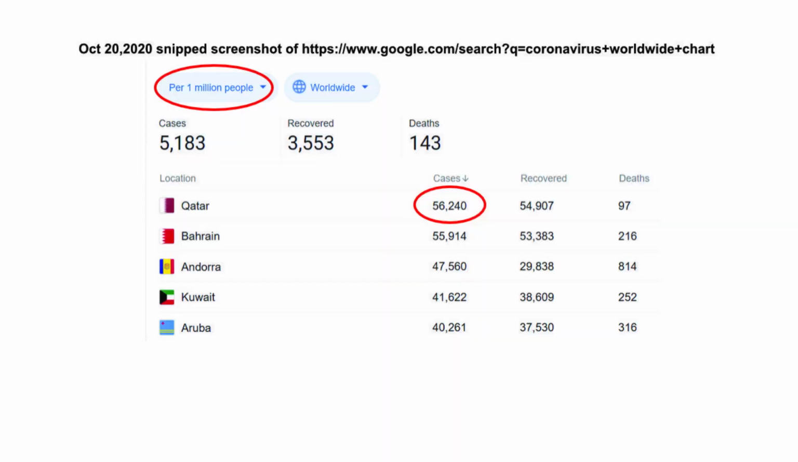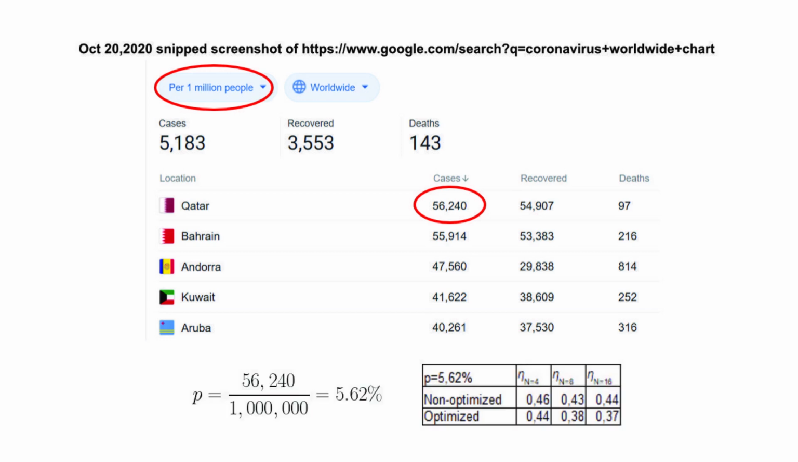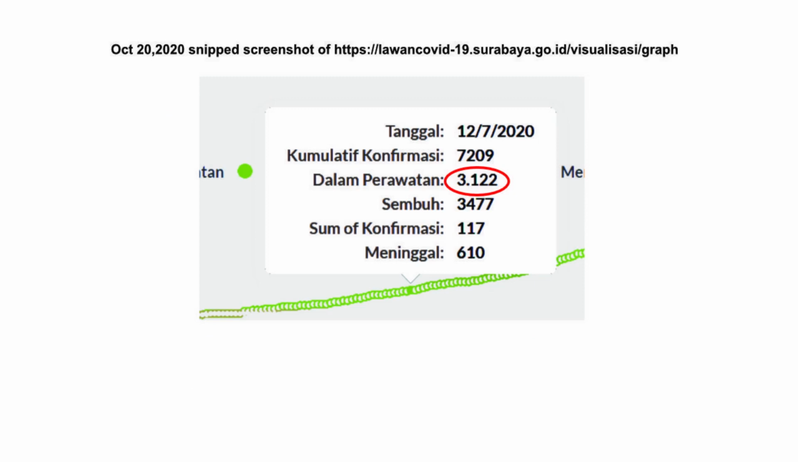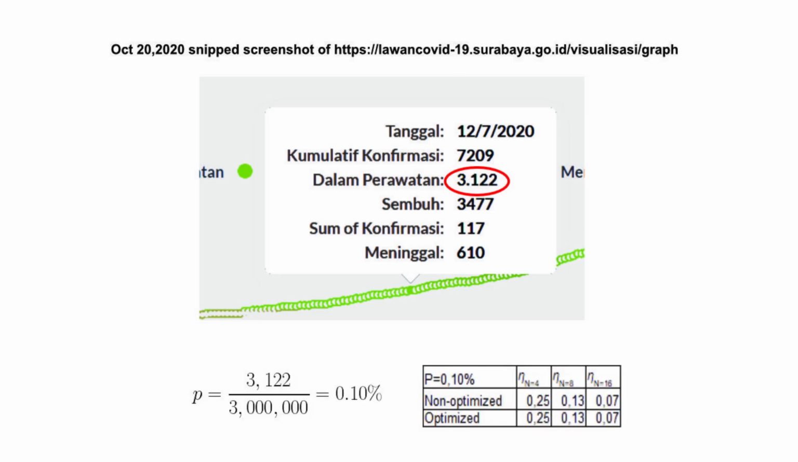Now, let's implement the simulation on some real-world examples. Example number 1, country level. Qatar has the highest prevalence rate. It's 5.62%, far below the threshold of 20% or 25%. The efficiency is shown in the table. Example number 2, city level. The highest number of COVID-19 inpatient data in Surabaya is about 3,000 of roughly 3 million population, giving the prevalence rate of 0.1%. The efficiency is shown in the table.